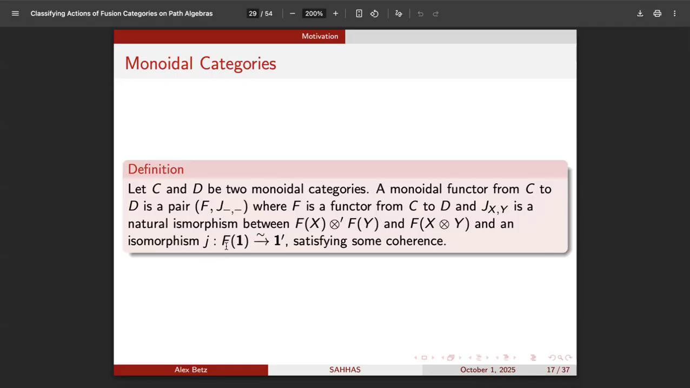You can think of these in some sense as categorifying a monoid homomorphism, right? A monoidal category is in some ways a categorification of a monoid. So what is a monoid homomorphism? You send one to one, and you are compatible with multiplication. So same idea here.